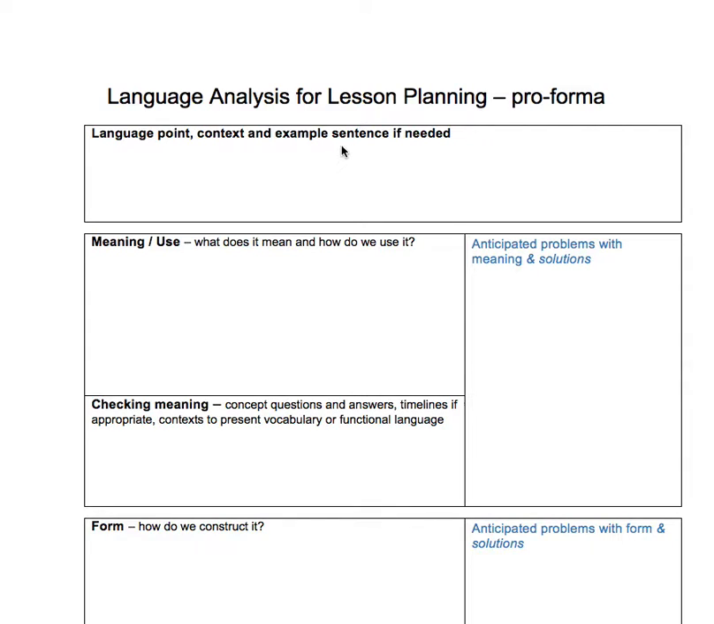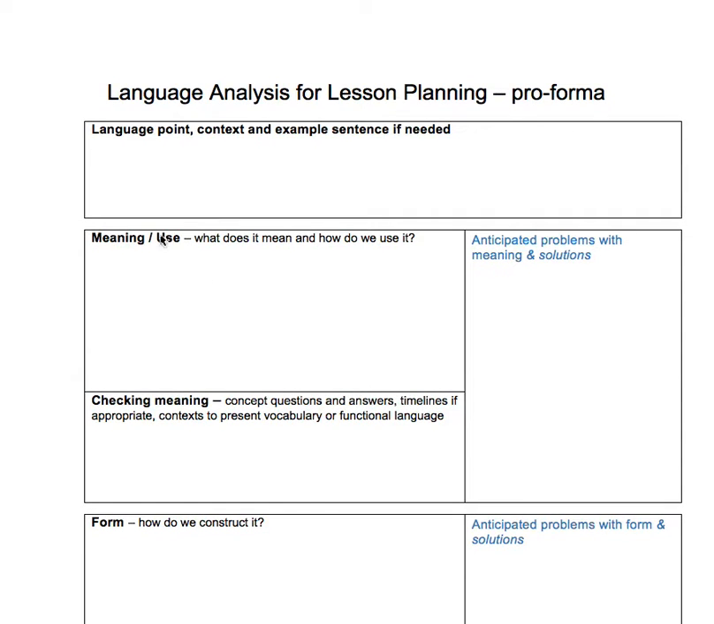So your functional language, as an example, could be describing ability. Example sentence, I can speak Spanish, or I can swim. Yes? So those would be what you would put there. Sample language point and sample sentences.